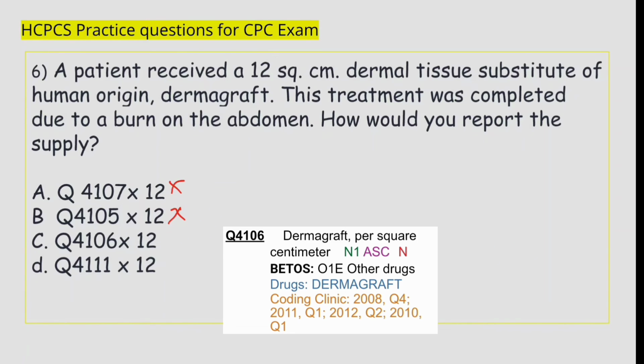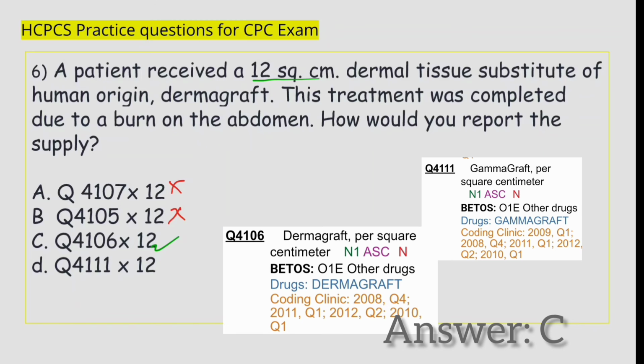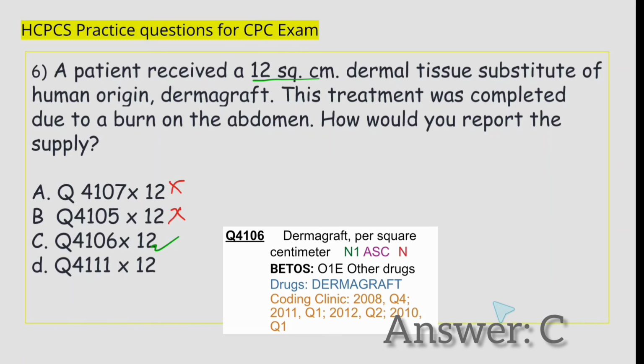Coming to option C, Q4106, check the code. Q4106 is for Dermagraft per square centimeter. In our question also they have mentioned Dermagraft. So the right answer will be option C. They have multiplied it 12 times because the code Q4106 is for per square centimeter and in the question they have mentioned 12 square centimeter, so they have multiplied it 12 times. You can also check option D, Q4111, which is for GammaGraft. That is also wrong. The right answer is option C.